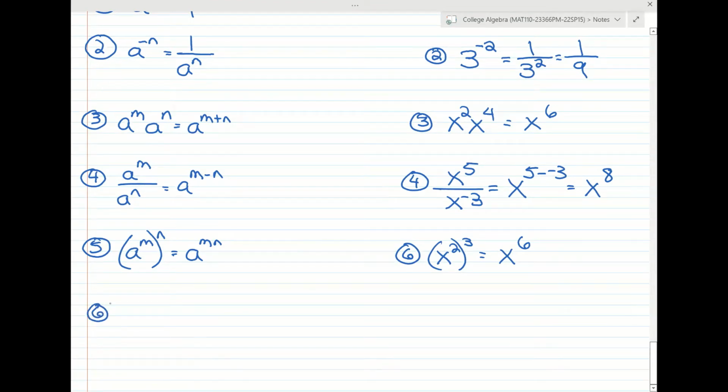We also have power of a product. A to the m, b to the n, all to the x power. You would distribute and multiply these. This would be a to the mx times b to the nx.